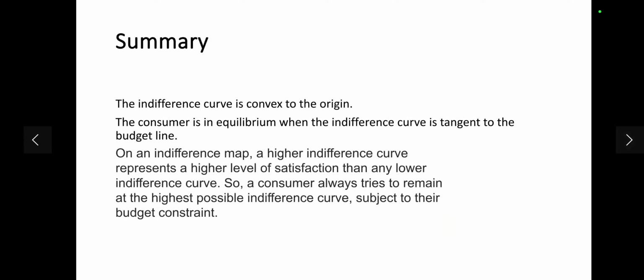To summarize, we can say that the indifference curve is drawn convex to the origin. The consumer will be in equilibrium where the indifference curve is tangent to the budget line, and the consumer will always aim at reaching the highest indifference curve, since a higher indifference curve gives a higher level of satisfaction. But the consumer is constrained by his income.